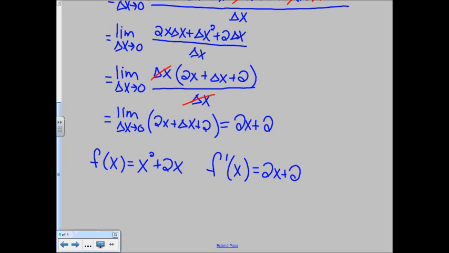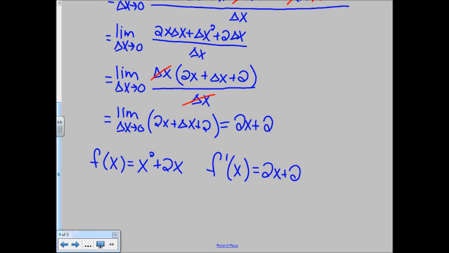Okay, so now what would you do with that? What you could do with that is you could plug in x values and find the rate of change of your function f of x at any of those x values. Or in other words, you could find the slope of the curve at any point on the curve, which is a really nice thing for derivatives.